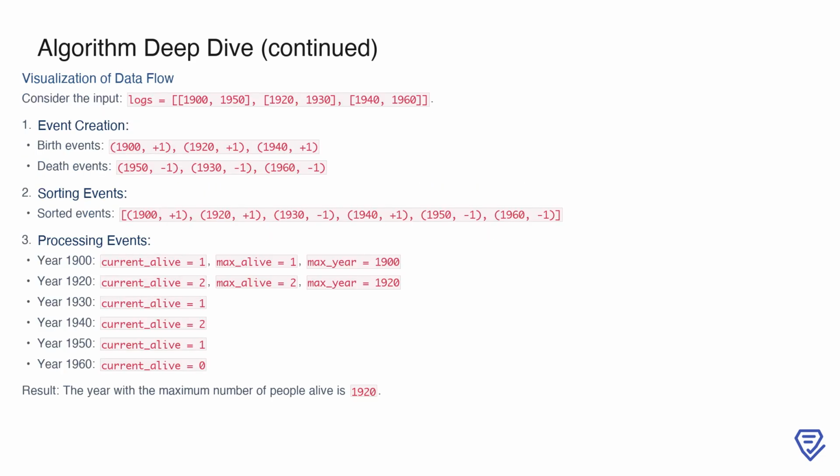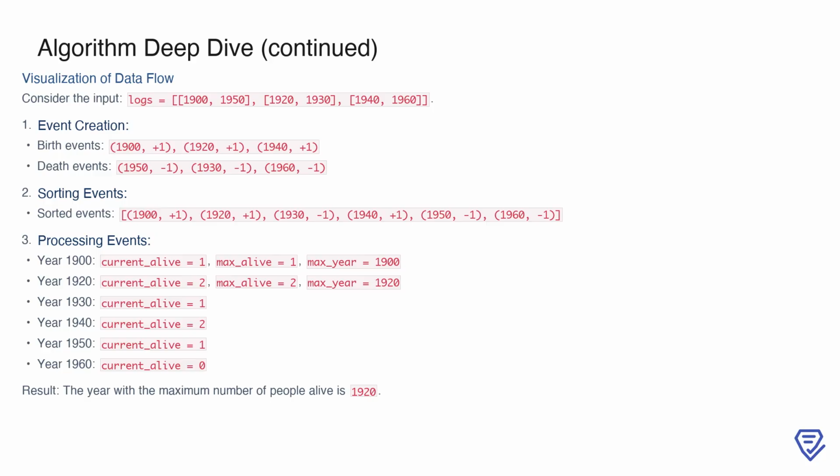To visualize how the algorithm works, let's consider a specific example. Suppose the input logs are 1900 to 1950, 1920 to 1930, 1940 to 1960. First, we create events. Birth events are 1900 plus 1, 1920 plus 1, 1940 plus 1, and death events are 1950 minus 1, 1930 minus 1, 1960 minus 1. After combining and sorting these events, we get 1900 plus 1, 1920 plus 1, 1930 minus 1, 1940 plus 1, 1950 minus 1, 1960 minus 1.